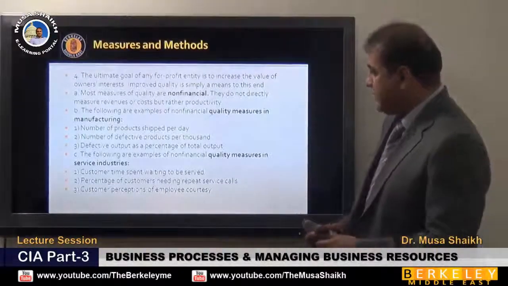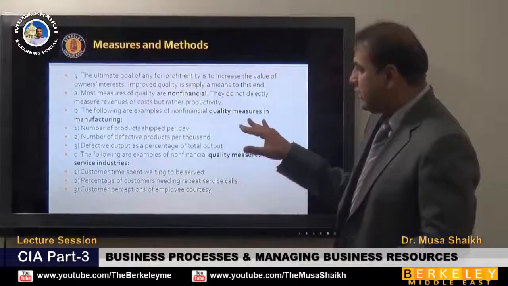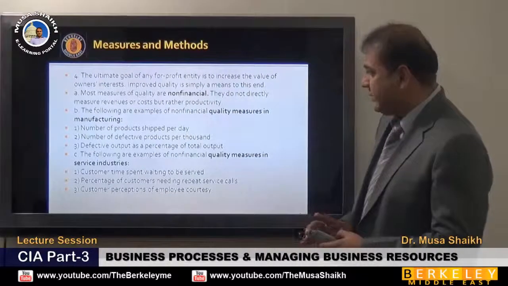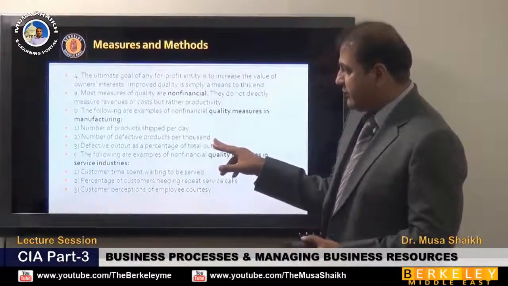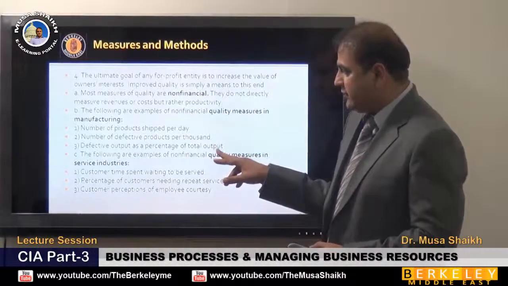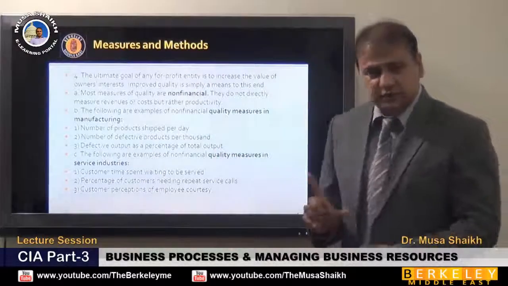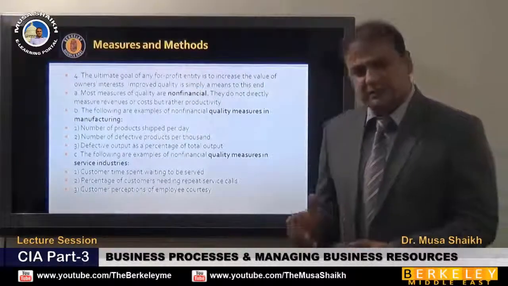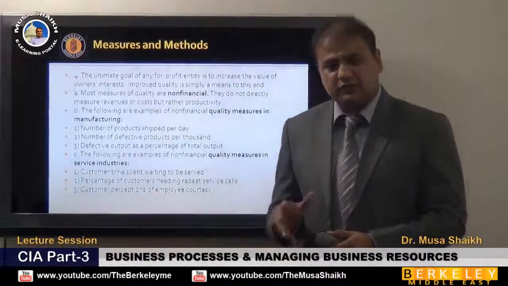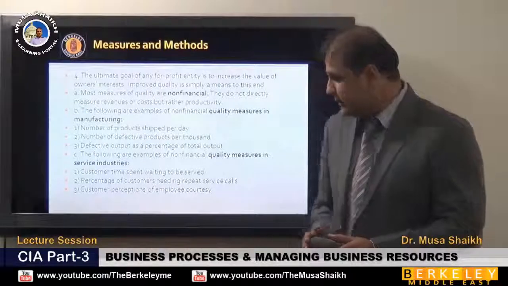And then we have the non-financial aspect. The following are examples of non-financial measures: number of products shipped per day, number of defective products per 1,000, and defective output as a percentage of total output. It means how much you waste, how much is caused by your internal processes.